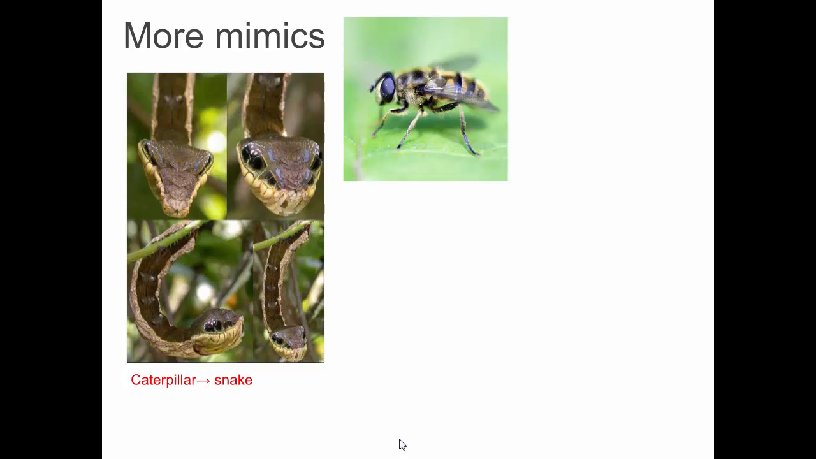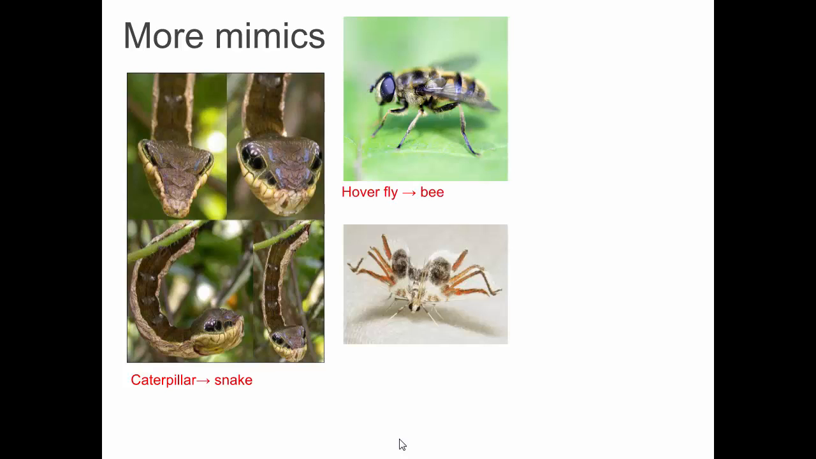What's this? That's a fly. It looks like a bee. It has evolved to mimic this yellow and black pattern that's typical of bees, again, to avoid predation. What's that? Spider? No, it's a moth. These are not legs. That's a pattern on the wings of this moth that makes it look like a spider.